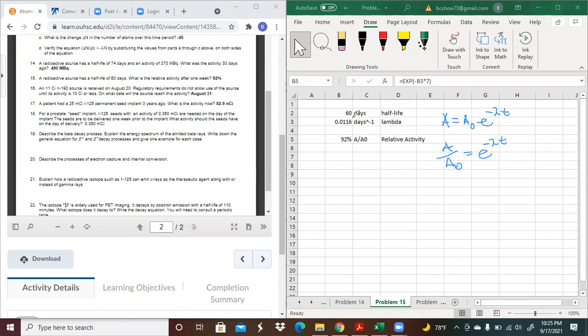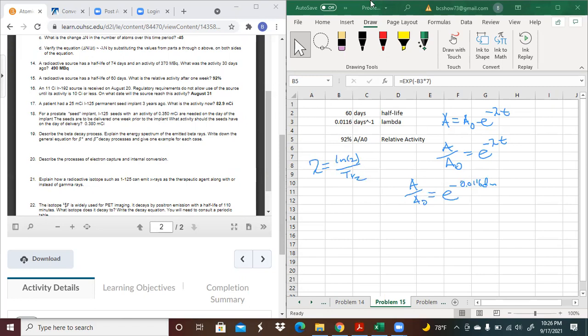So let's see, this is 15. The half-life of this radioactive source is 60 days. Again, to find lambda, we go through this particular formula. So we take the natural log of 2 divided by that, and we come up with this. So the relative activity is going to be equal to e to the minus 0.0116 per day.